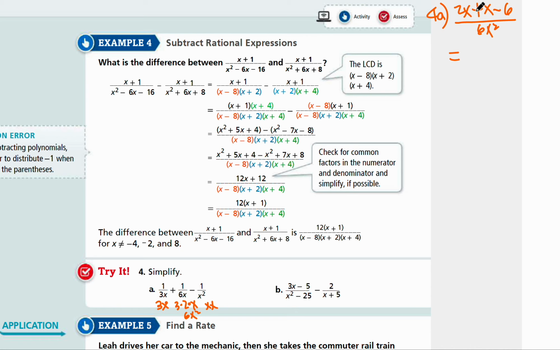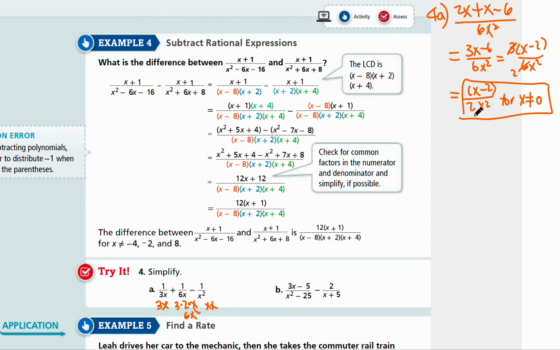And simplify, 2x plus x is just 3x minus 6, and then you can factor 3x minus 6 out. And then you can simplify this. So your final answer is x minus 2 over 2x squared for all x except 0. Okay, good. What about part B, 4b?